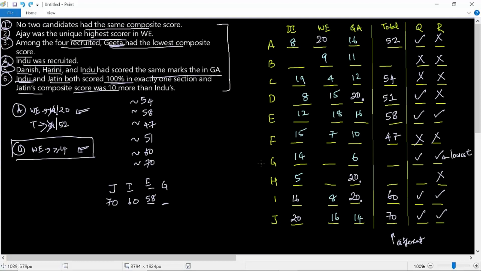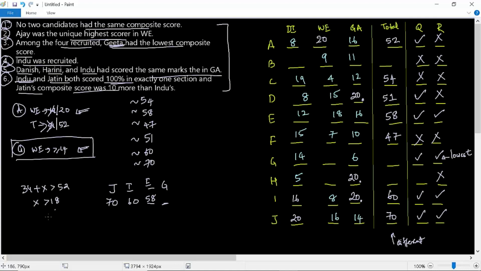Now let's look at what is the score of G. We have 14 and 6. Double of 14 is 28. 28 plus 6 is 34. So 34 plus whatever score X is there should be greater than 52. Therefore, X has to be greater than 18.